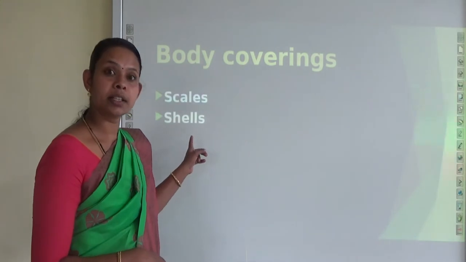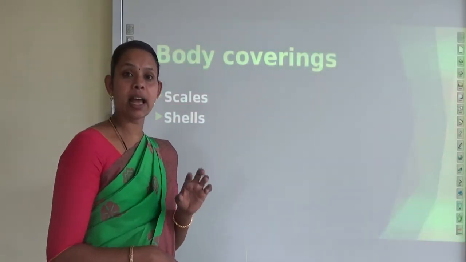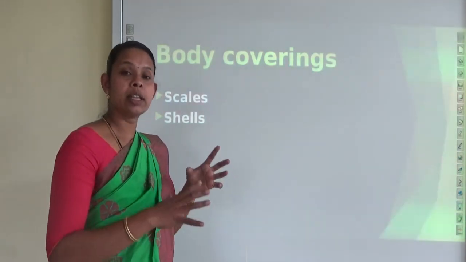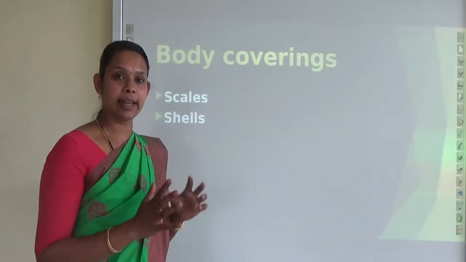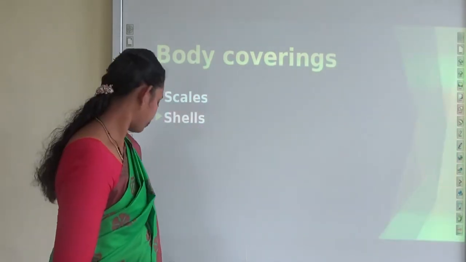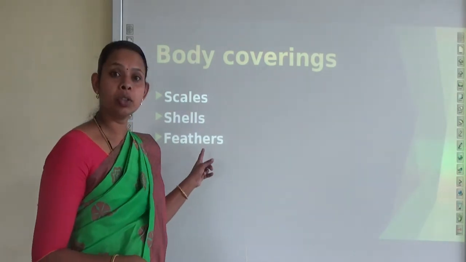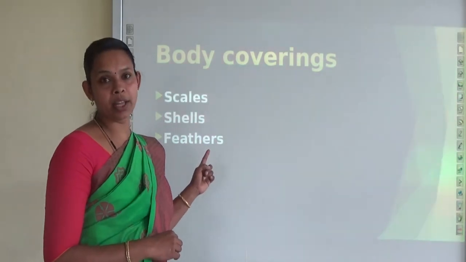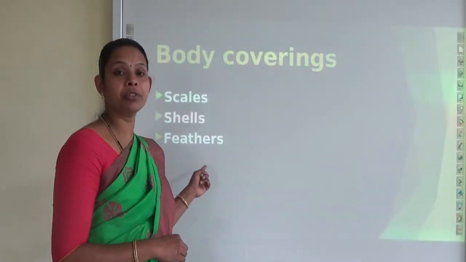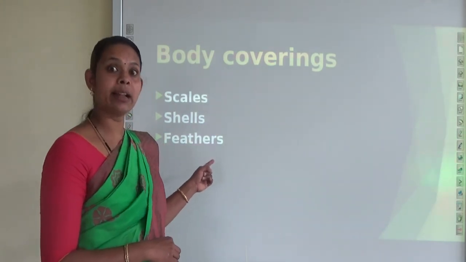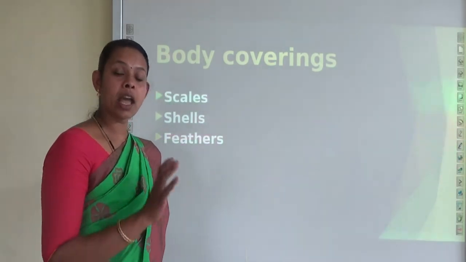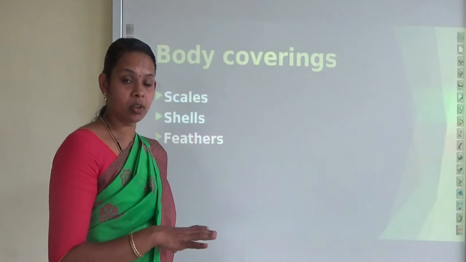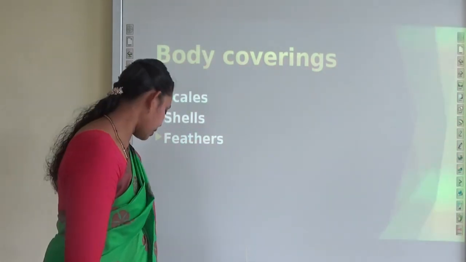The next one is shells. In the case of snails, tortoises and reptiles, they have shells that protect their soft and delicate body. Next is about feathers. Birds have feathers that cover their body and protect it from rain, and which help them to fly. And they have hollow bones which make their body lightweight, so they can fly in the air.